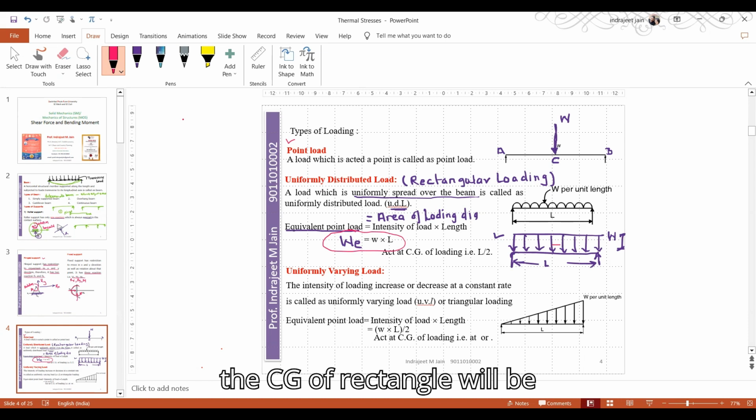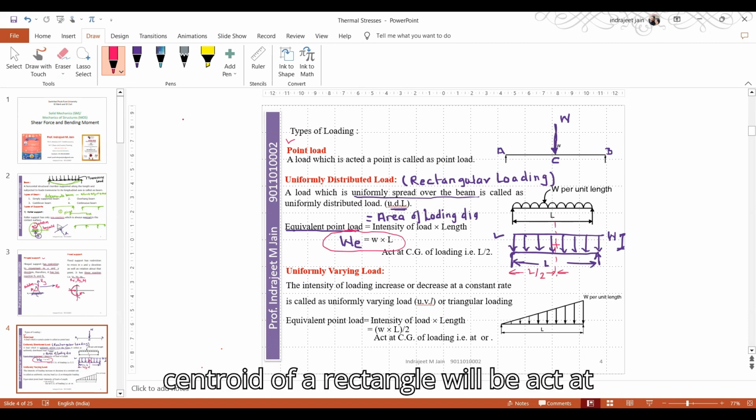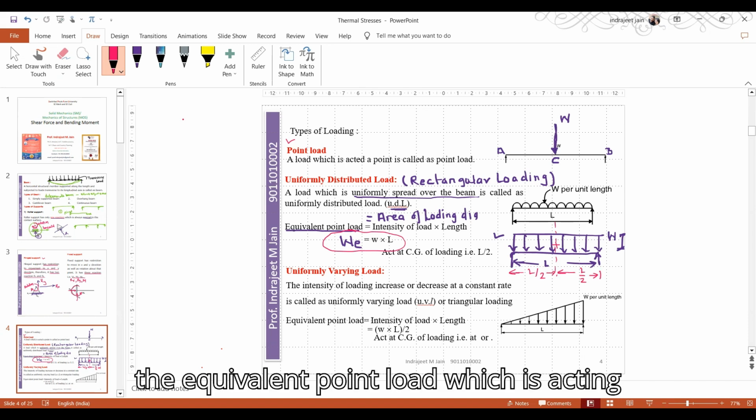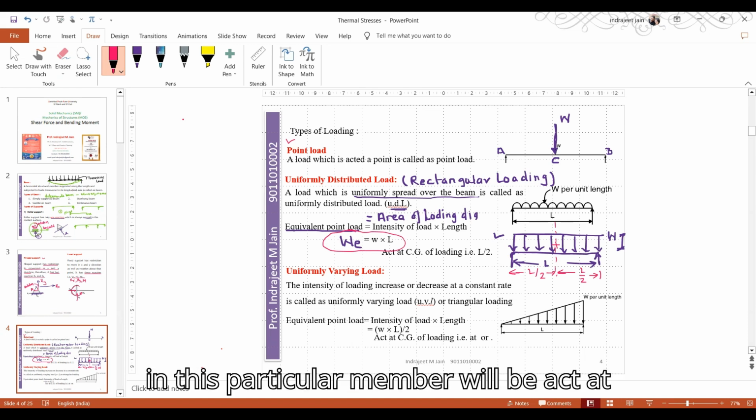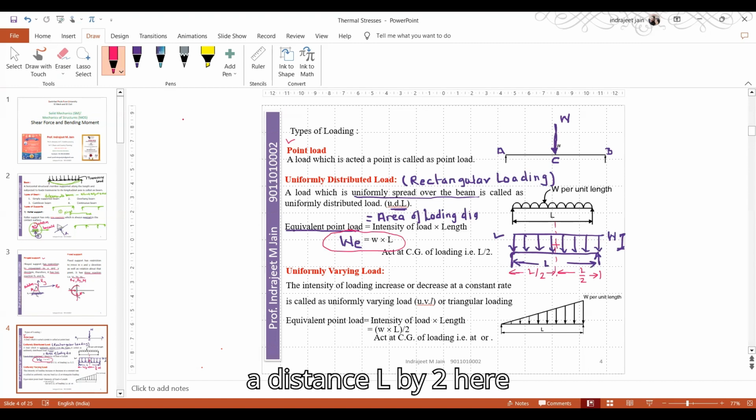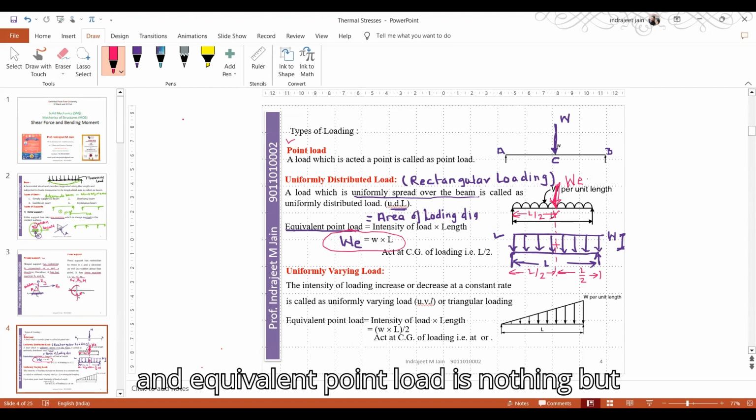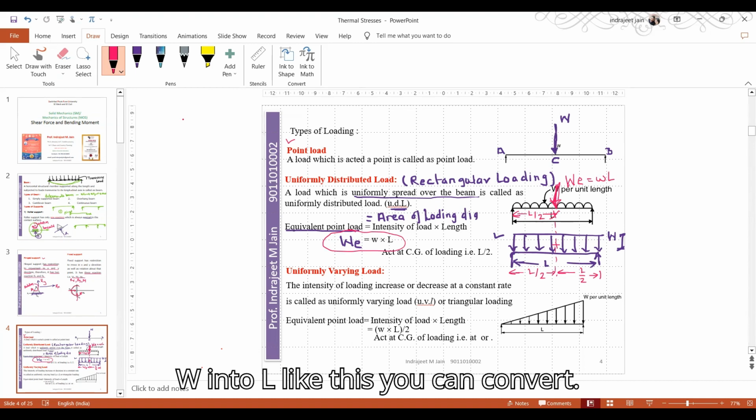And we know that the CG of rectangle will act at L by 2. Center of a rectangle will act at L by 2. So here the equivalent point load which is acting on this particular member will act at a distance L by 2. Here somewhere. This is equivalent point load WE, which acts at L by 2. Clear? So like this you can convert UDL to equivalent point load also, and equivalent point load is nothing but W into L. Like this you can convert.